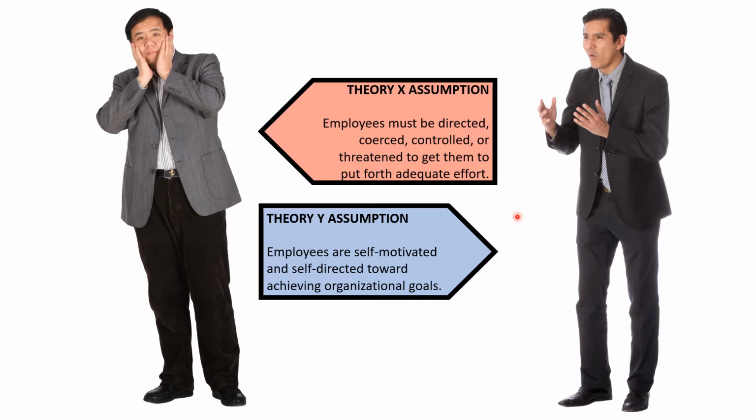Okay, but contrary to that, theory Y assumes employees are self-motivated and self-directed toward achieving organizational goals. Okay, meaning that when you have this theory Y assumption, you assume that the employees love doing the work. So of course the employee who loves to do all the tasks will be self-motivated. They are very eager to work, so you don't have to force them, you don't have to direct them, they will do it on their own. They are self-directed, they are self-motivated, so you don't have to push them, you don't have to threaten them, you don't have to coerce them, you just leave them and they will do it.